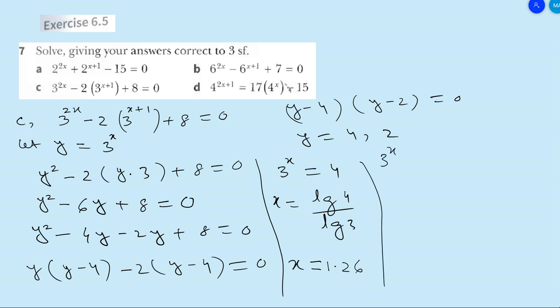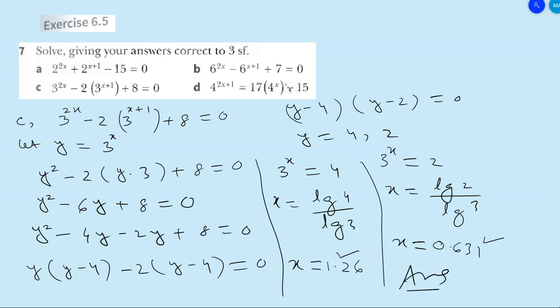So y, actually 3 power x, is equal to 2. Again taking log on both sides, it will be x is equal to log 2 upon log 3. So x is equal to 0.631. So two answers have arrived, 1.26 and 0.631. Come to last part, part D.